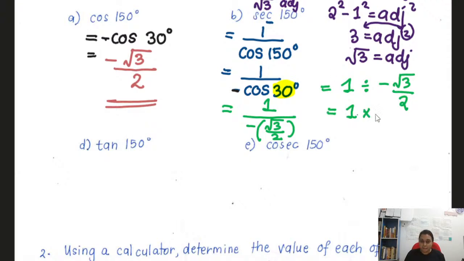Change it to multiplication, the 2 on top, root 3 goes down to the bottom. You must invert the thing. 1 times negative 2, you get negative 2. Then root 3 just write at the bottom. So the value will be negative 2 over root 3. Okay.